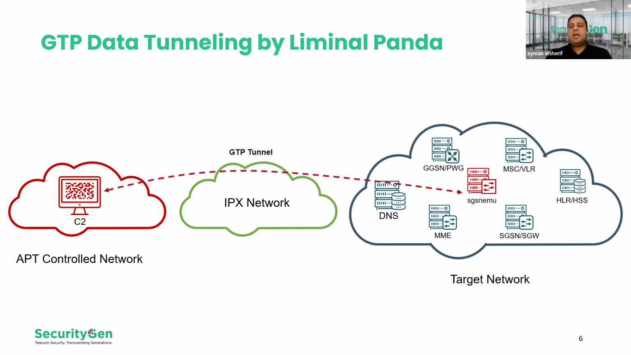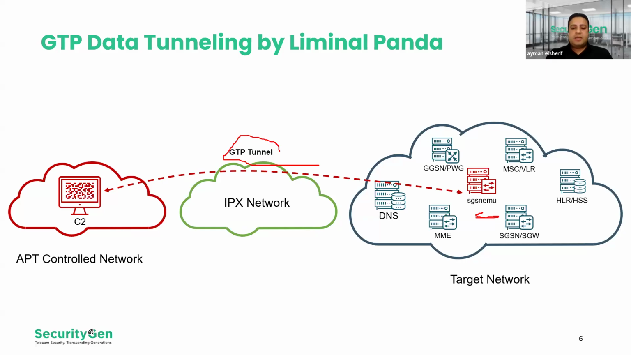For example, Liminal Panda simply used an open source GTP emulator called SGSNMU to create fake data sessions on behalf of non-existing subscribers from the target network they had already compromised, allowing them to tunnel data over GTP, and they make it look like a legitimate user is just surfing the internet or performing some traffic. The tool was installed in one of the network elements, which was compromised, and created this GTP tunnel. The tunnel was created over IPX and reached the C2 server, and they started after that to extract data and send data out of the compromised network.